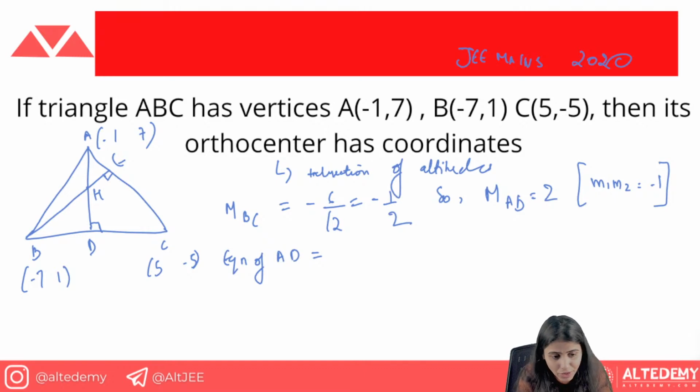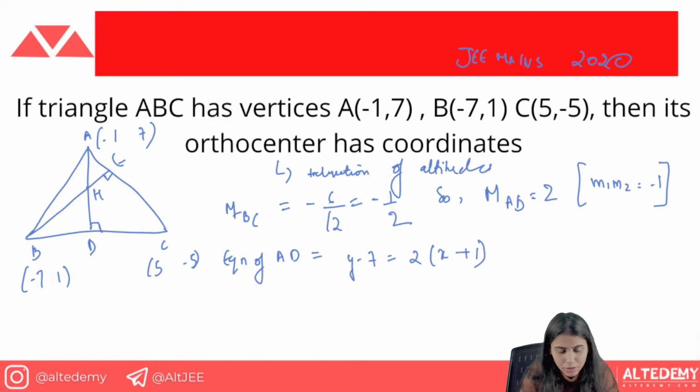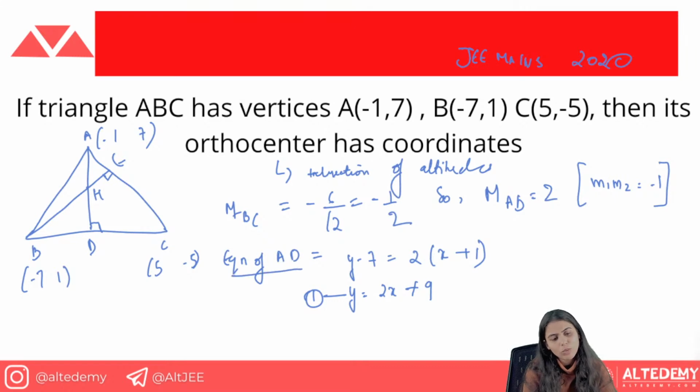So for that we have y - 7 is equal to, for the slope we have calculated 2, times x plus 1. Because this is the point -1, we have y minus y1 is equal to m times x minus x1, and x minus x1 is basically x plus 1. So here we have y minus 7 is equal to 2x plus 2. So we have y is equal to 2x plus 2 plus 7, that is 2x plus 9. So this becomes equation 1. Now we got the equation of AD.